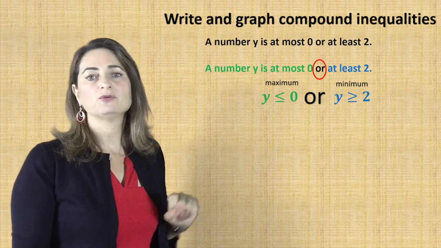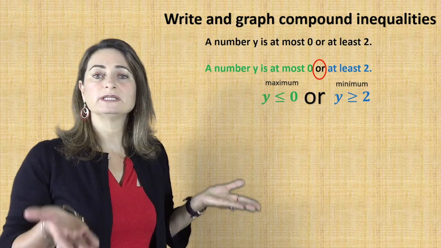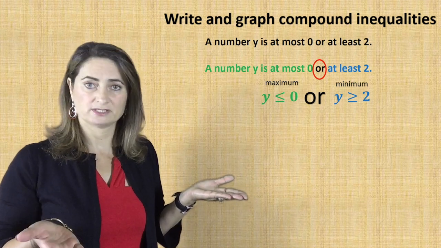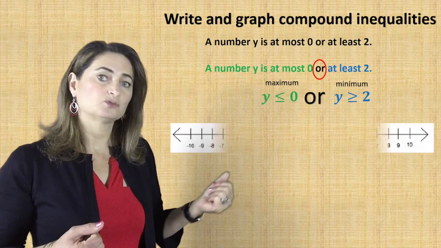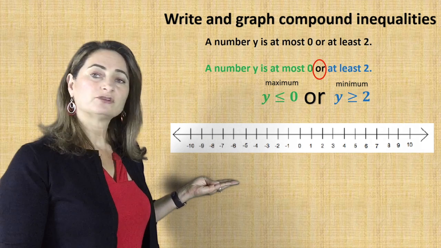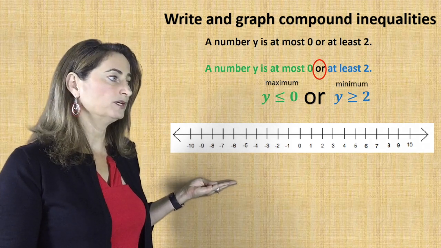And I have to write the word or because the solution will not solve both. It only solves one side, either side. And let's see what that means when we graph it. So bring the graph. Let's graph the green part first, y less than or equal to 0.